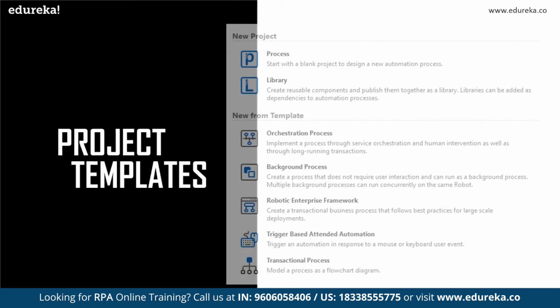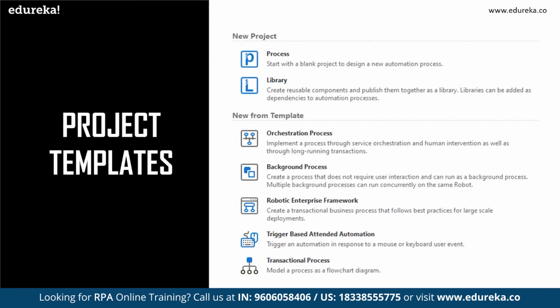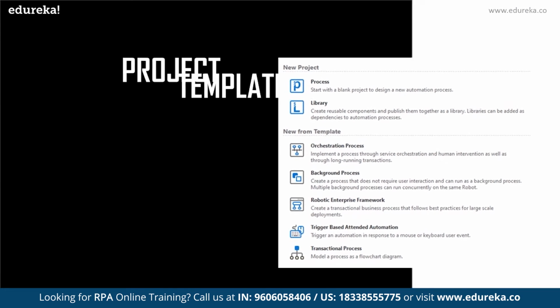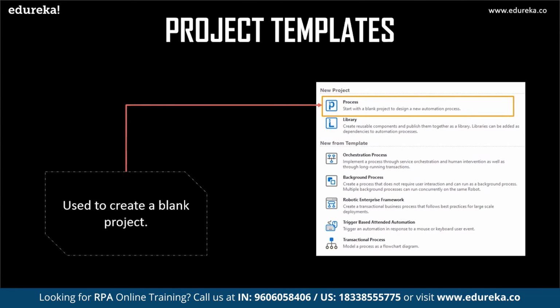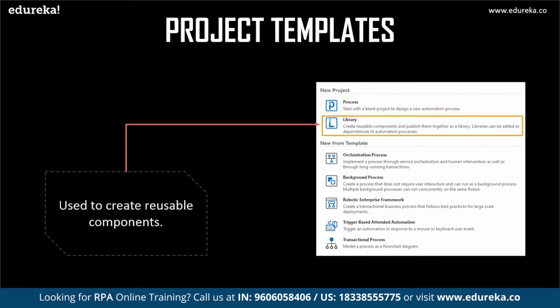So starting with the project templates, guys, these are the various project templates offered by UiPath Studio. So they are basically the process, the library, the orchestration process, the background process, the robotic enterprise framework, the trigger-based attended automation, and the transactional process. So starting with process, a process is basically a blank project which is used to design new automation processes. Coming to library, well, the library is used to create reusable components and publish them together as a library.